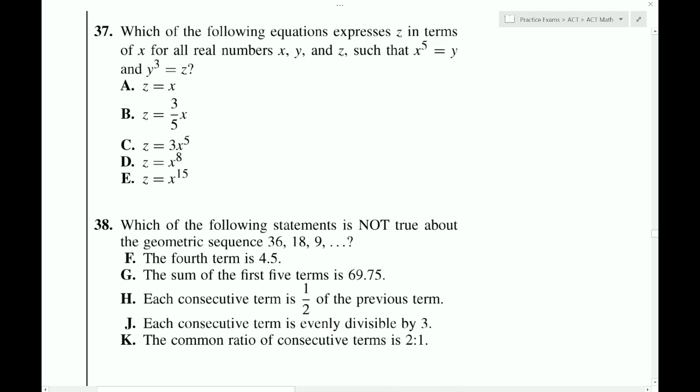Which of the following expresses z in terms of x? So we have x to the 5th equals y, and we have y to the 3rd equals z, and we want to know what z is. Well, here, z is y to the 3rd. But we'd rather not have it in terms of y, we'd have it in terms of x. So we'd like to plug something in for y. So we'd take this equation to start out, and then plug the x to the 5th in where we see y.